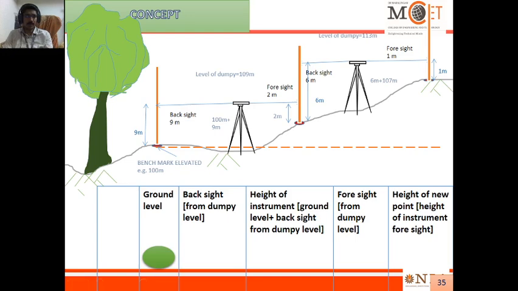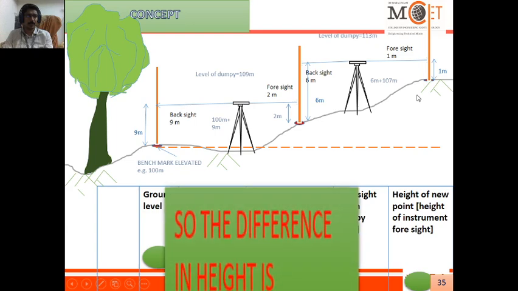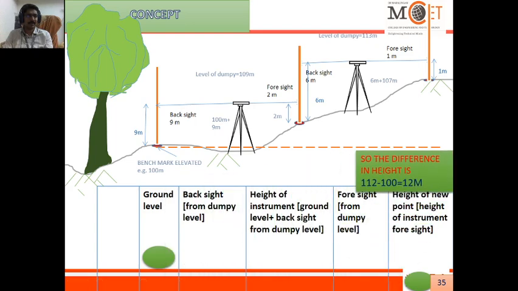So the ground level and this level, what is to be determined is the difference in height. This is 112 and this is 100. The difference is 12 meter. The gap is 12 meter, right? So this is the concept of how we can determine the elevation of a new point, and the difference between 2 points, everything can be determined. Try to remember this concept.